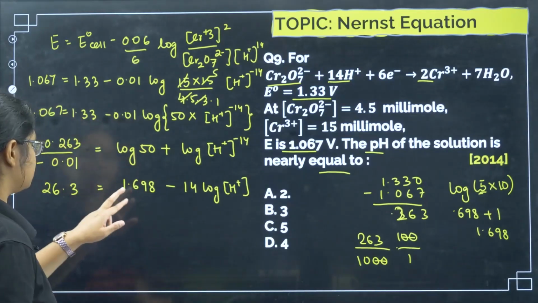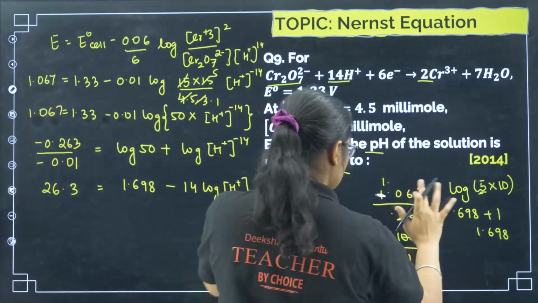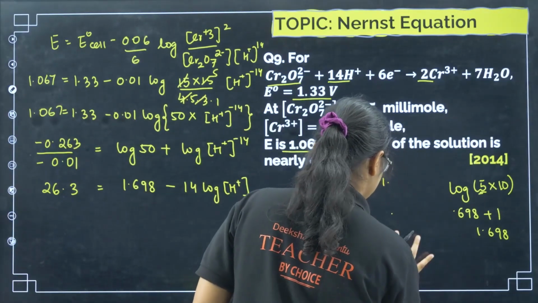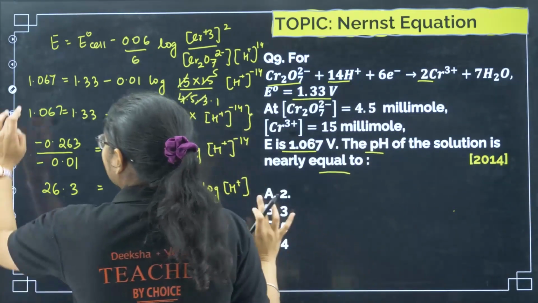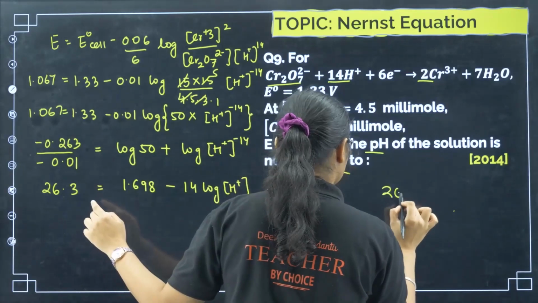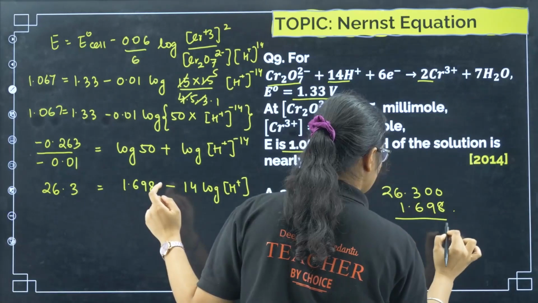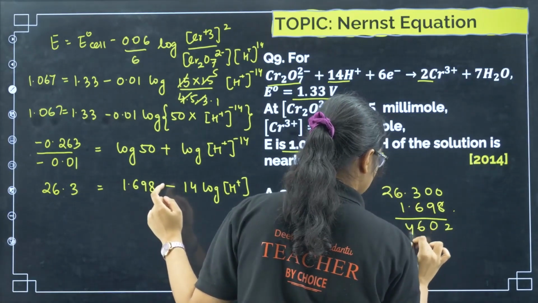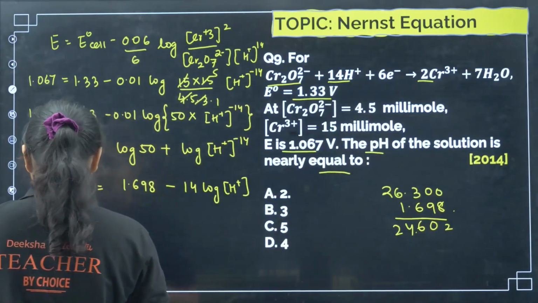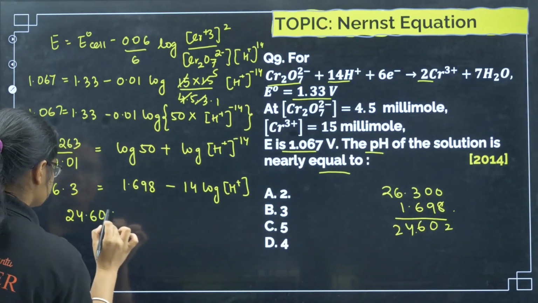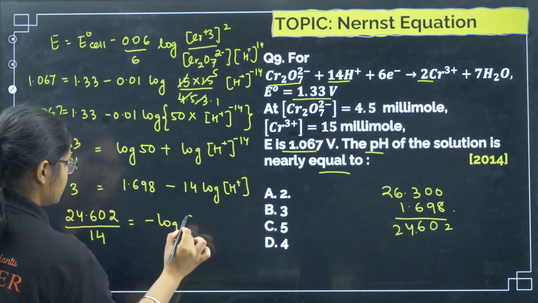Now you have 26.3 minus 1.698, so I will just subtract this one. Just subtract it, and I will get 24.602. Then divided by 14 is equal to minus log of H plus.